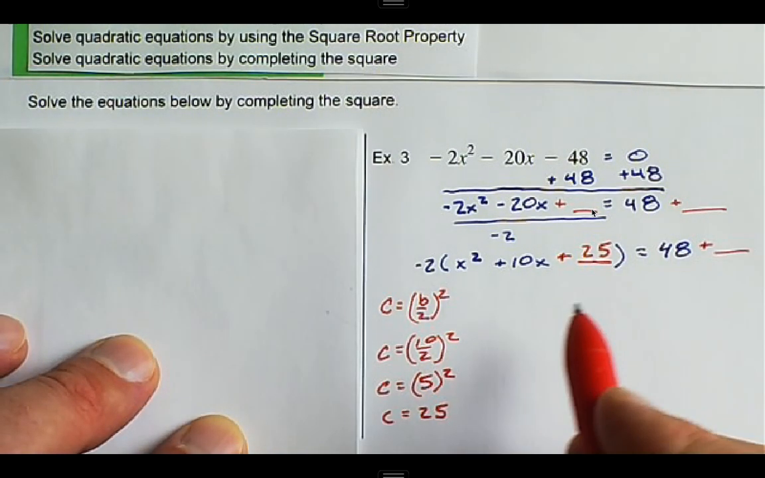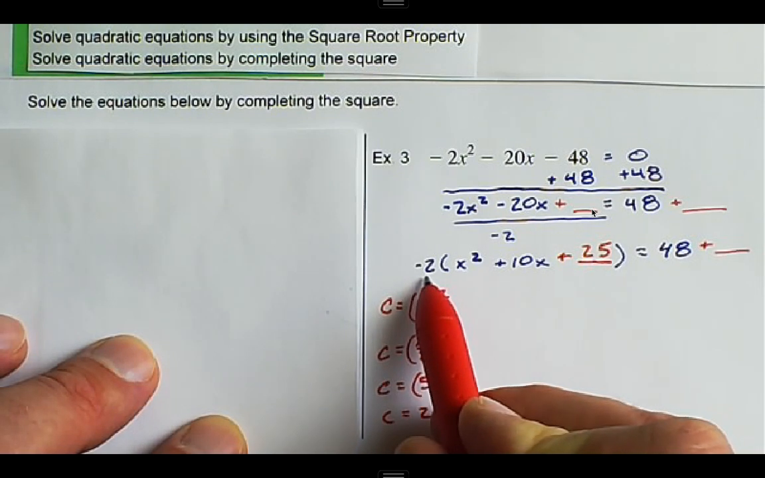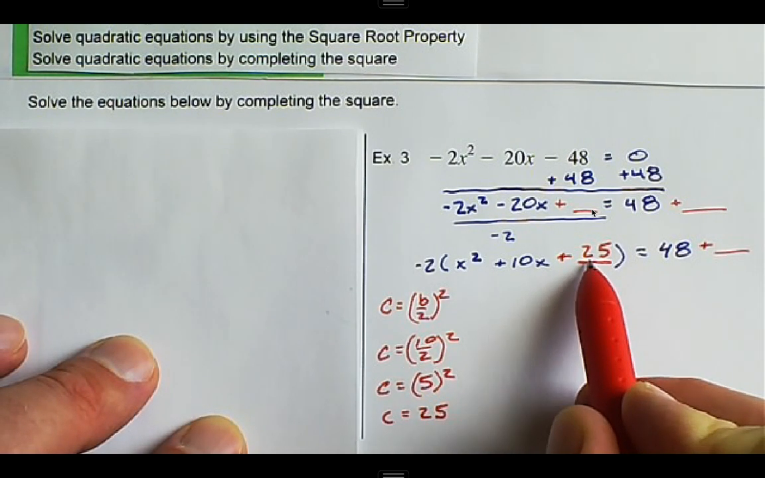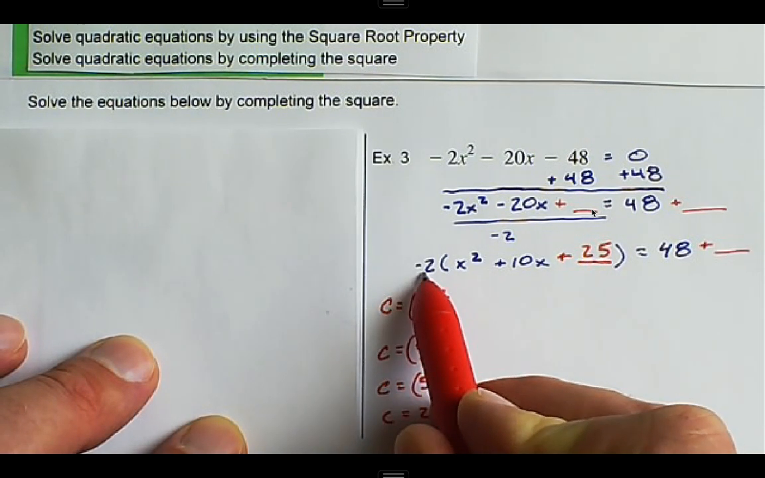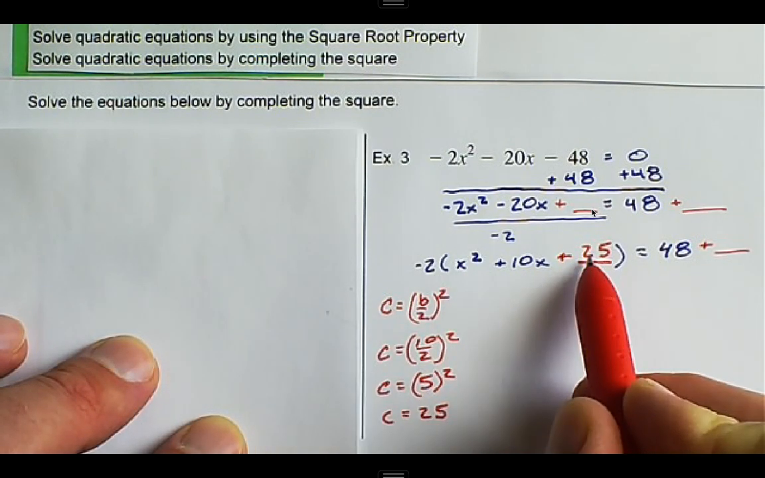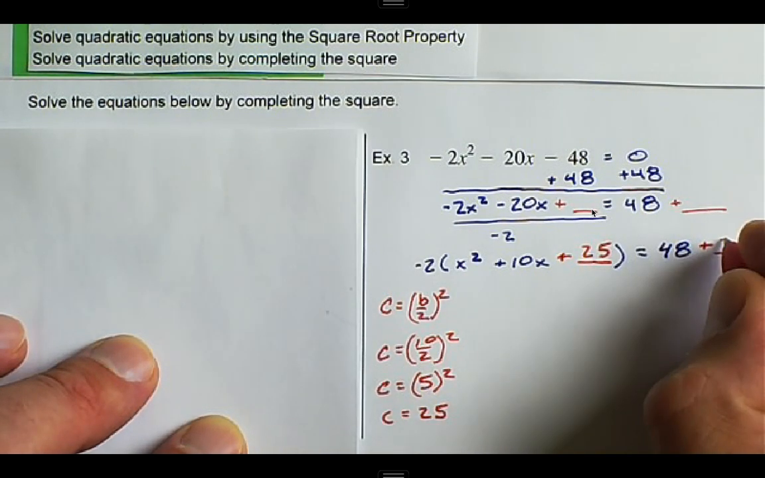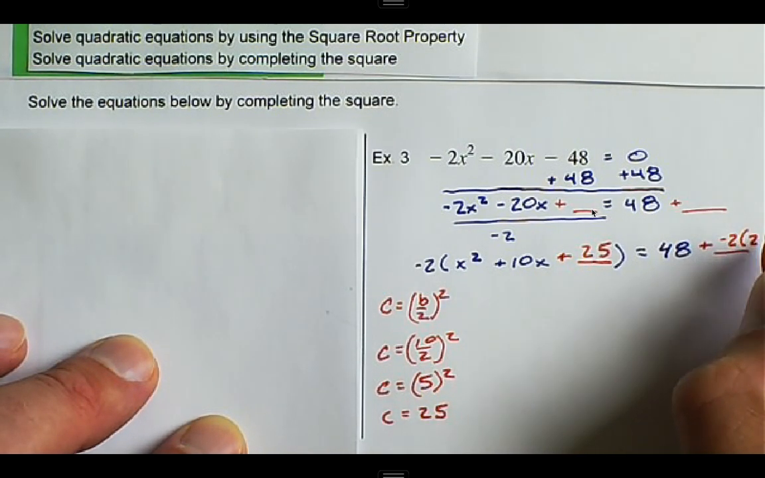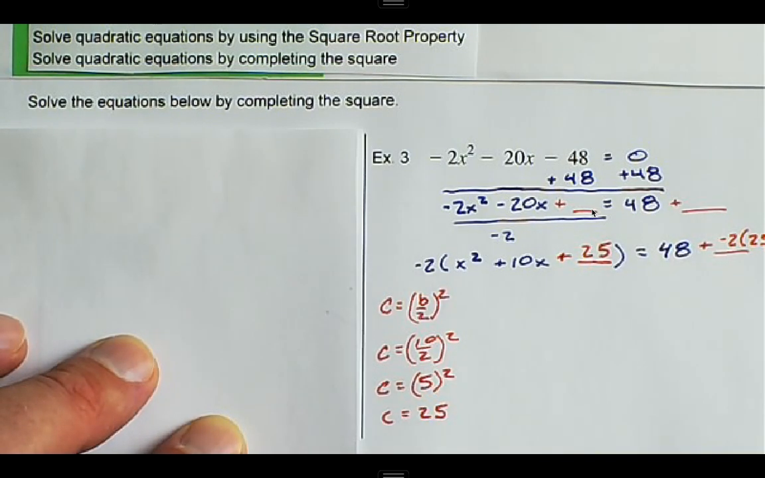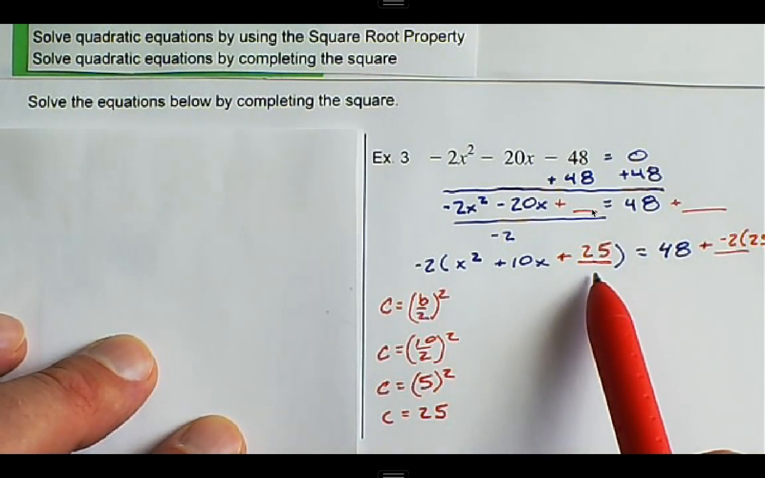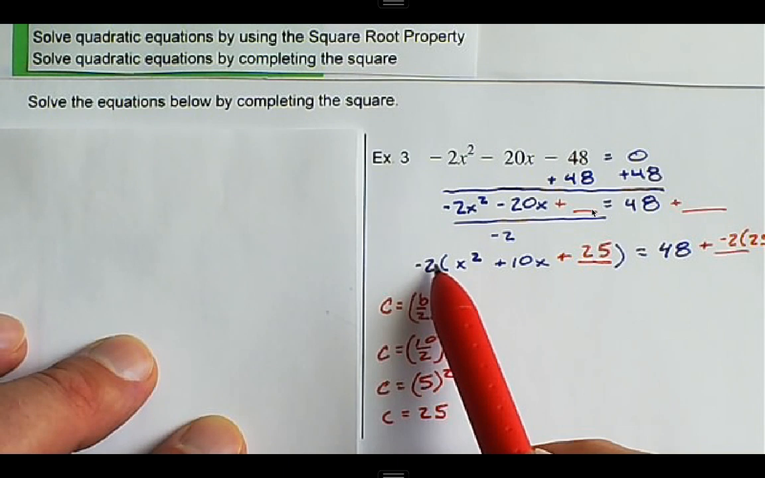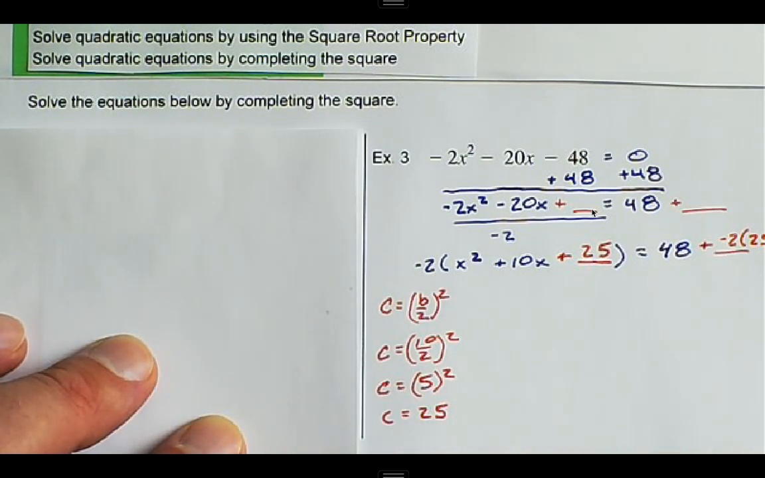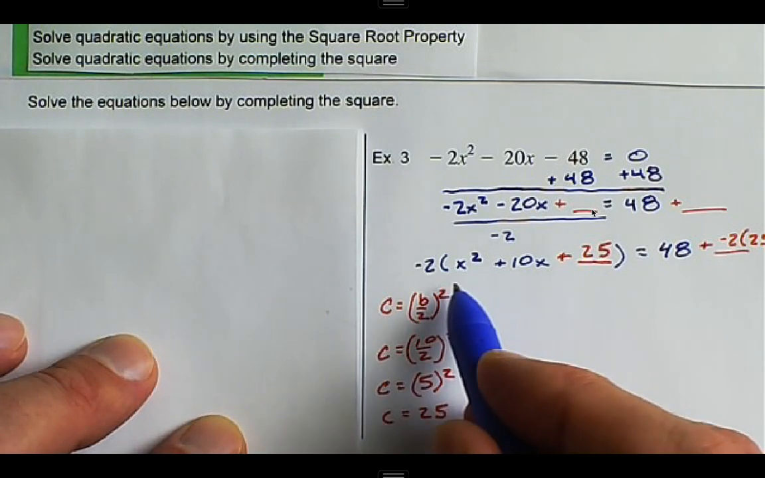Now, there's a -2 over on this side. So really, we put plus 25 here, but really we're adding a -2 times 25. So that's what we're going to add on this side as well, -2 times 25, because we want to keep the equation balanced. That 25 is inside the parentheses with the distribution there. So this gives us a perfect square inside the parentheses.